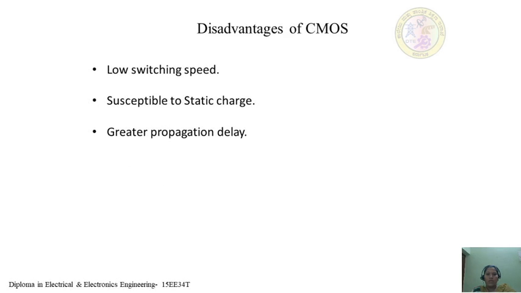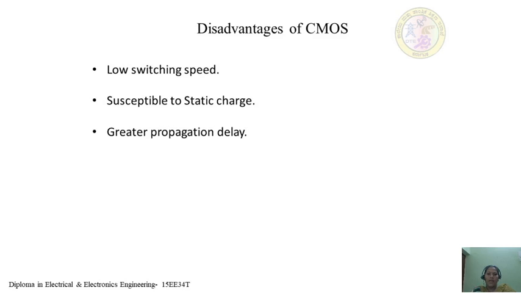Next we'll move on to the disadvantages of CMOS. It has a low switching speed, means it will not give the output as soon as the input is supplied, means it will require some time for its operation. Susceptible to the static charges.